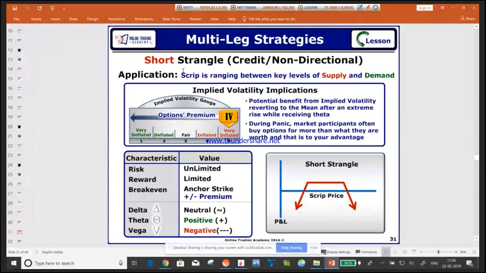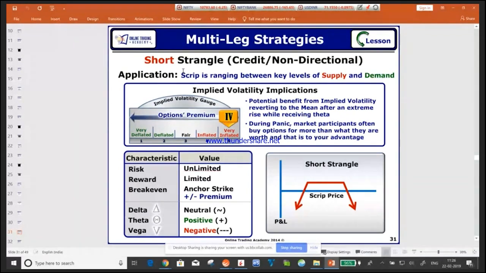Short strangle. This is a credit strategy and is a non-directional strategy. Script is ranging between key levels of supply and demand. IV is in section 5. Potential benefit from IV reverting to the mean after an extreme rise while receiving theta. So this is a pure theta play.